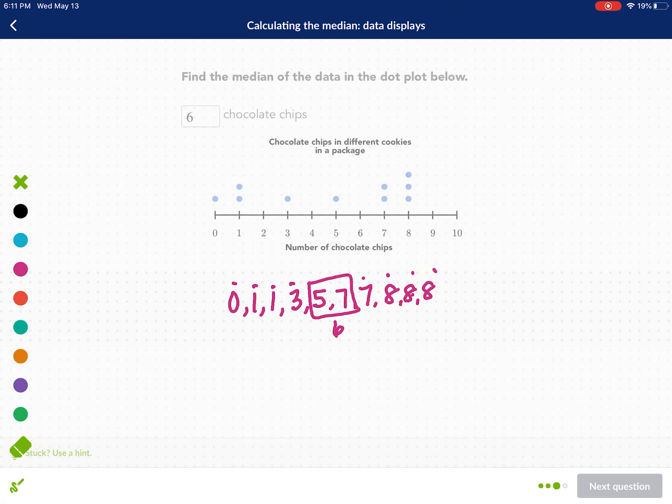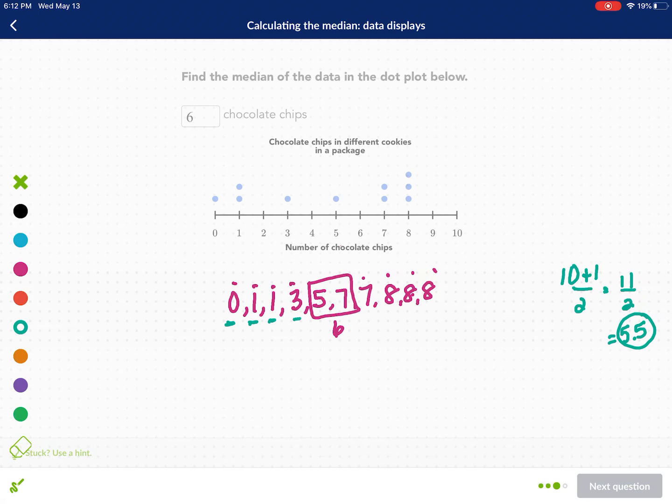So in this case, we had what, 10? 1, 2, 3, 4, 5, 6, 7, 8, 9, 10. So what you do is you take your number and add 1. So 10 plus 1, and then divide that by 2. So 11 divided by 2 is going to be 5.5. And that's going to tell you the position, not the number, but the position of where your median will be.